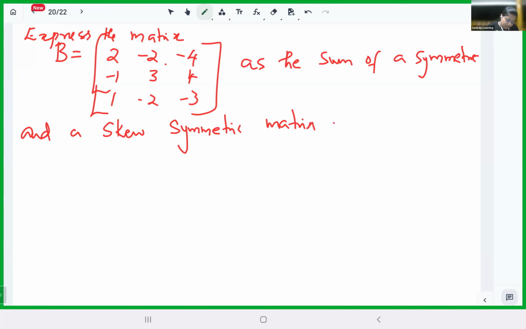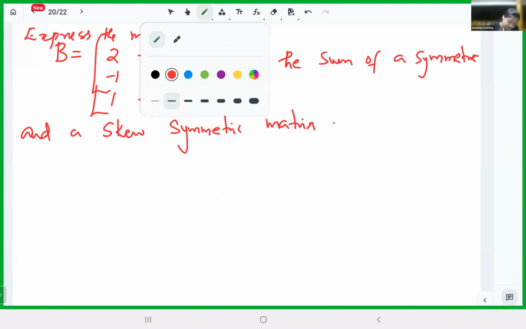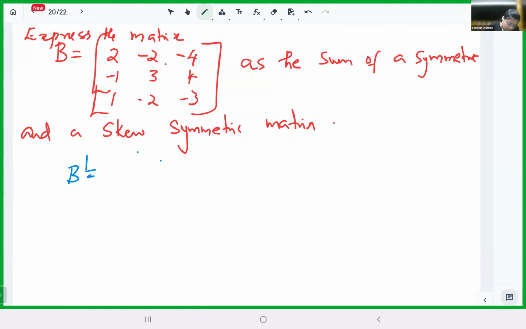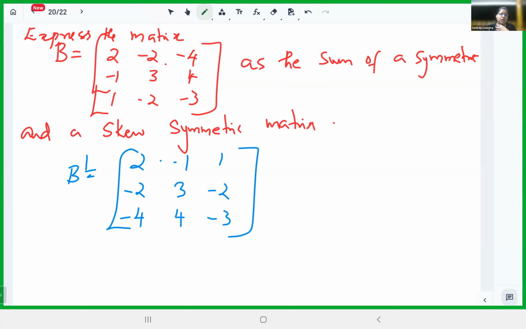Okay. So what is B transpose? From this you will get the value of B transpose, right? What is B transpose? You have to rearrange the rows as columns. So this is 2 minus 2 minus 4, minus 1, 3, 4, 1 minus 2 minus 3. So this is B transpose. And what about B plus B transpose? Now I'll take another page.